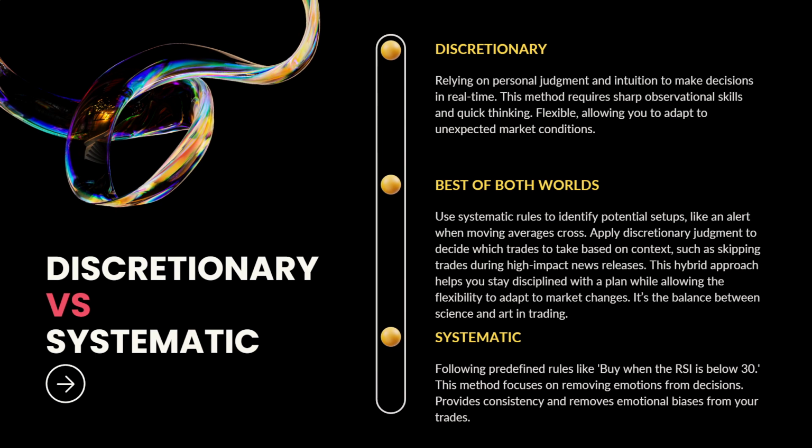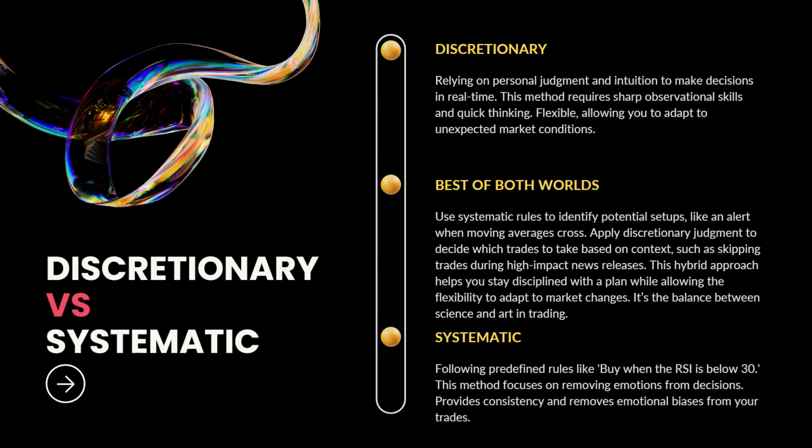So, discretionary versus systematic trading styles. Discretionary trading is when you use your intuition, experience, and judgment to make decisions. You might decide based on market news, price action, and/or gut feeling. Systematic trading, on the other hand, is when you use a set of rules, algorithms, or systems to guide your trades. This approach removes the emotional aspect of trading.